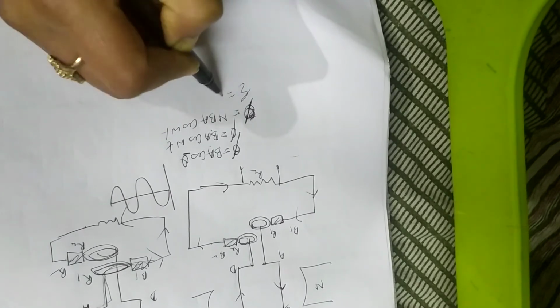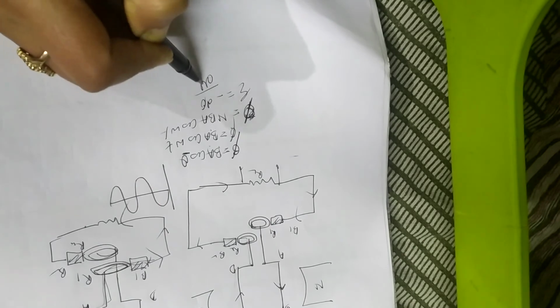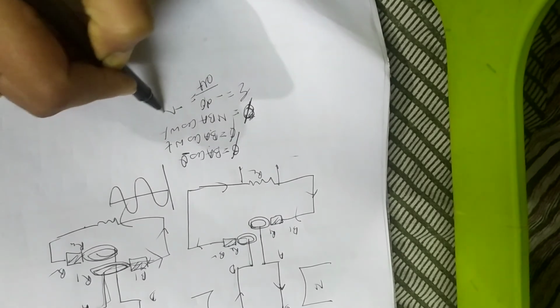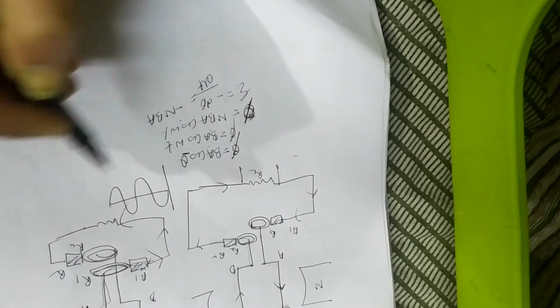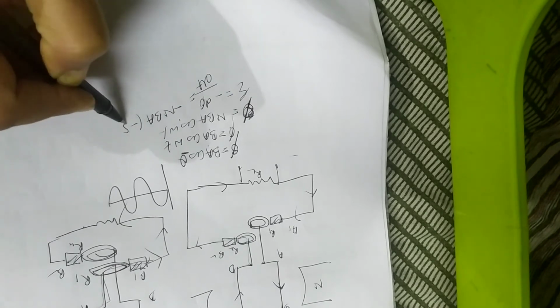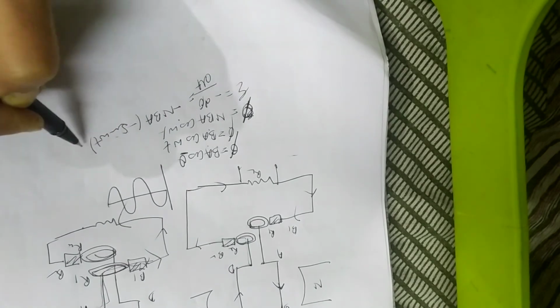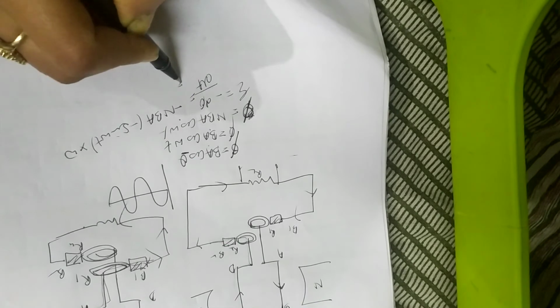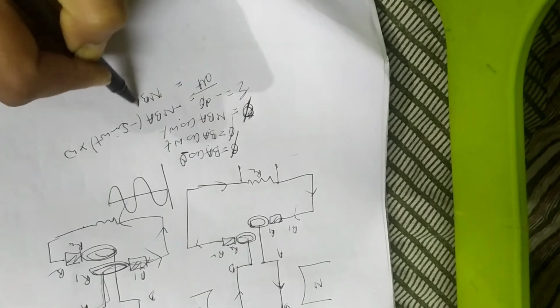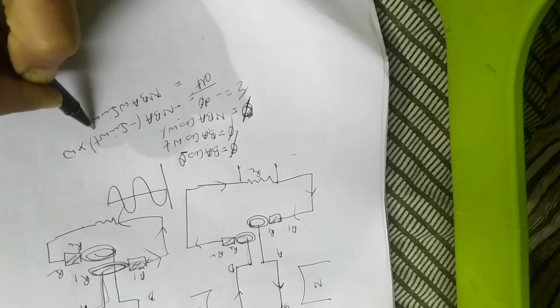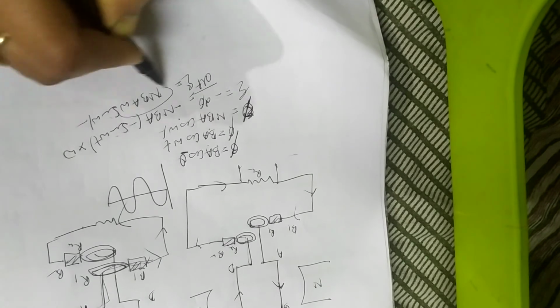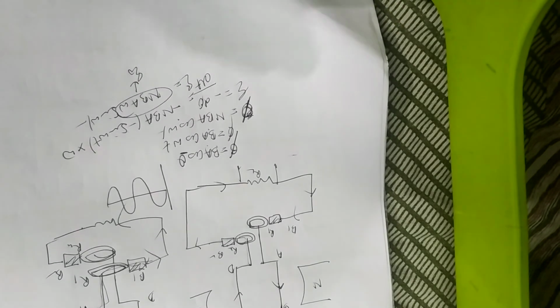Then induced EMF is minus d phi over dt. So it will be minus NBA cos omega t differentiated, the derivative is minus sin omega t into omega. So it will be NBA omega sin omega t. This is your induced EMF. This is called the peak value, E naught. E is equal to E naught sin omega t.